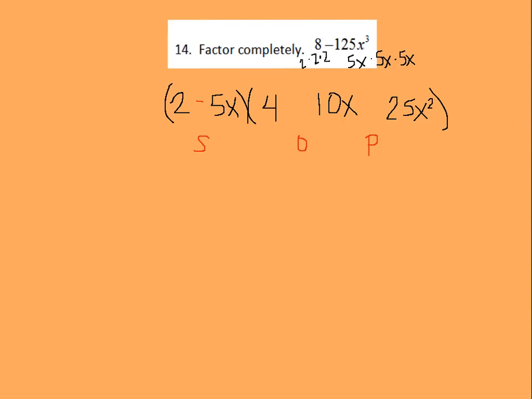So my same sign would be a minus sign because that's what I started with in my problem. My opposite sign is a plus, and my very last sign is always a plus sign. So that's your answer to this problem. We factored by difference of cubes.